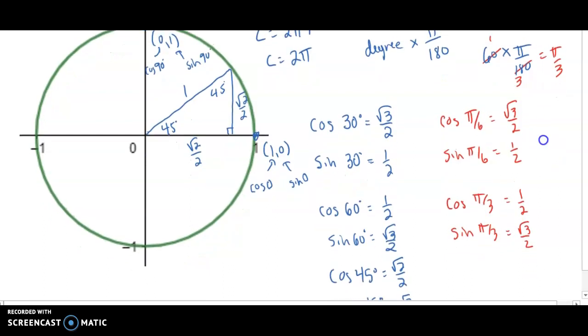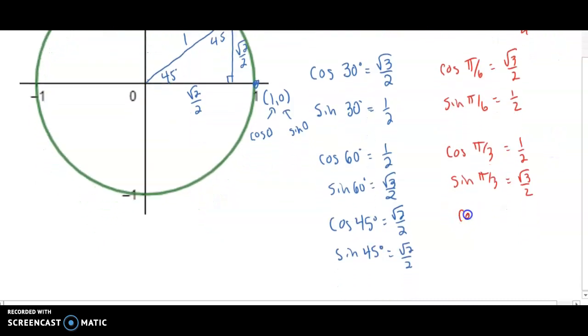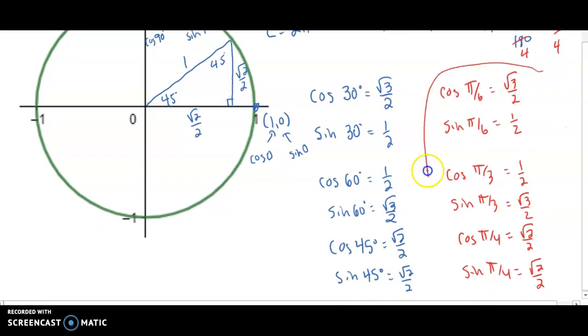And I can do the same thing with my 45-degree angle. So change that 60 to a 45, and cancel those out. And 45 taken out of 180 would give me a 4. And so that becomes pi over 4. So we've got the cosine of pi over 4 is root 2 over 2. And the sine of pi over 4 is root 2 over 2 as well. So again, these are the radian values that we're looking for.